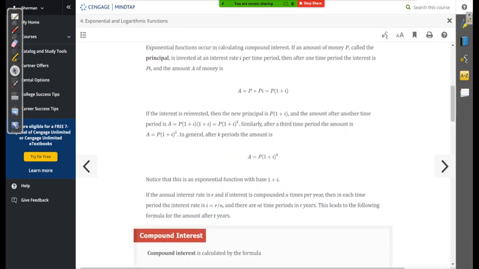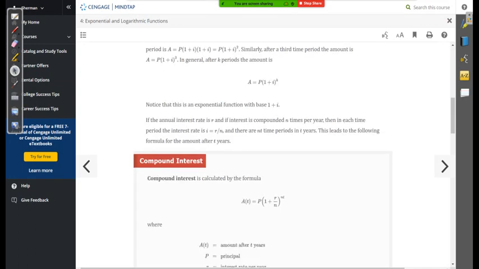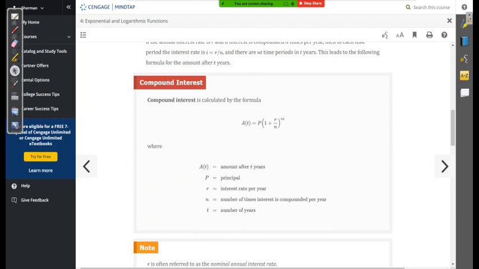So right here, exponential functions occur in calculating compound interest. If an amount of money P, called the principal, is invested at an interest rate I per time period, then after one time period, the interest is P times I. Honestly, I don't think we really care about that. This is what we care about: the compound interest formula. Looking at it, we've got 1, 2, 3, 4, and 5 t right here, the little t there. We have 5 variables.